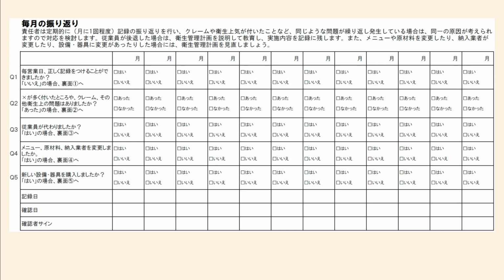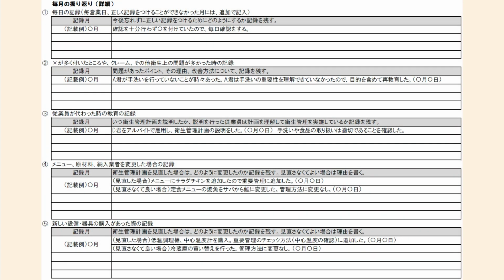Review the hygiene control plan when menus or ingredients are changed, when suppliers are changed, or when there is a change in equipment or utensils. Write the results of the monthly review on the sheet. For example, if you hired a new employee in April, check Yes for April in question 3. Then, on the back of the sheet, write the details in 3. Record of training when employees change.